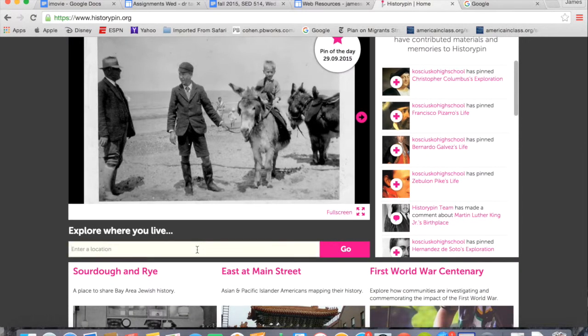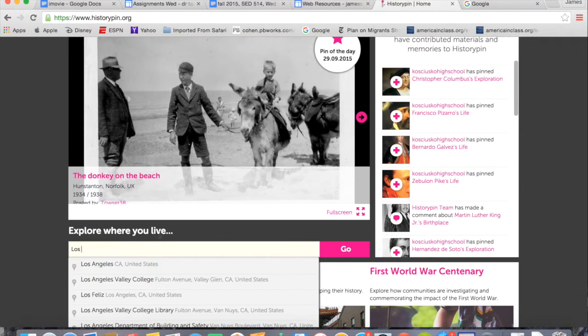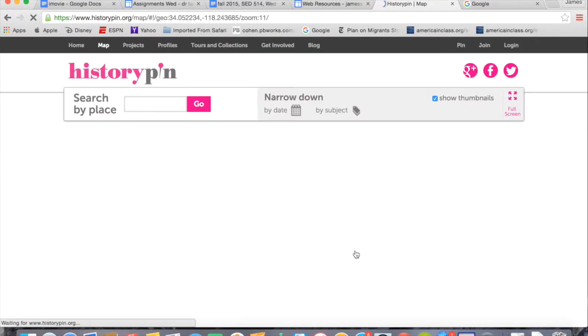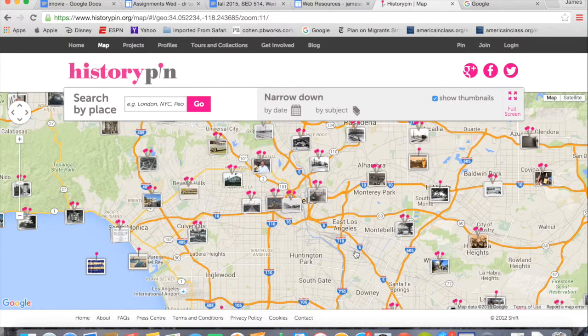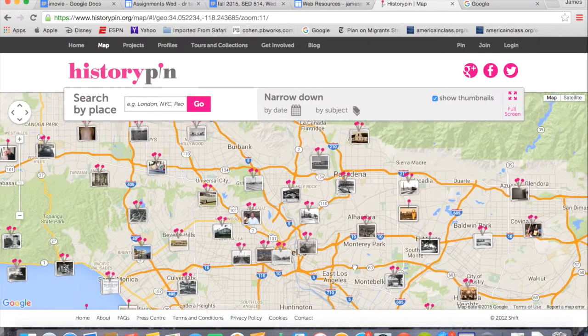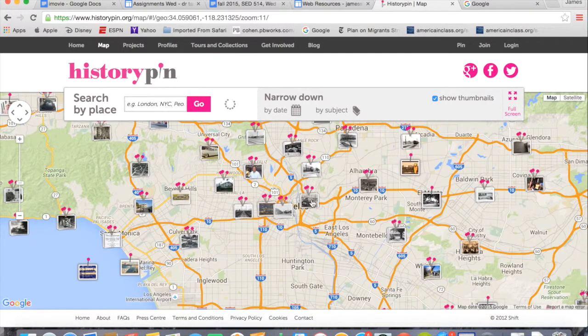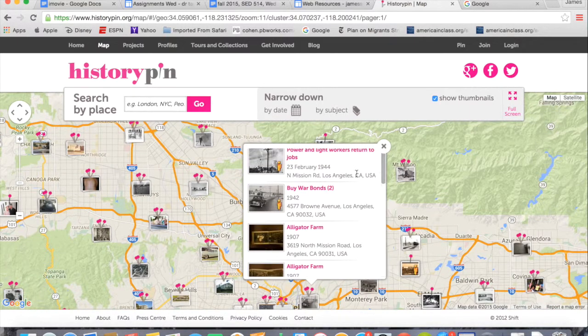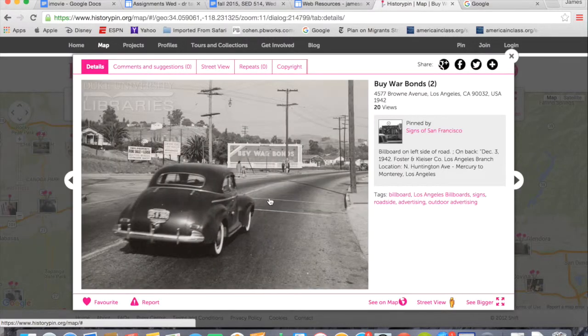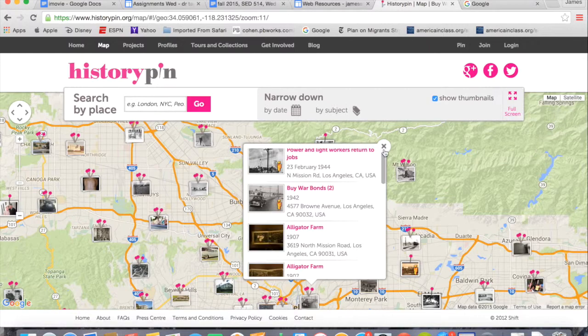So I'll just start with a simple one. I'll just search Los Angeles, and you'll see it come up. There are a lot of pins all of a sudden. I'll try to find some good ones. So for instance, here you can look up what used to be in this area. If you were learning about World War II in the United States and the support the people brought up for it, you could look at this picture in downtown Los Angeles from the 1940s, signs saying buy war bonds.